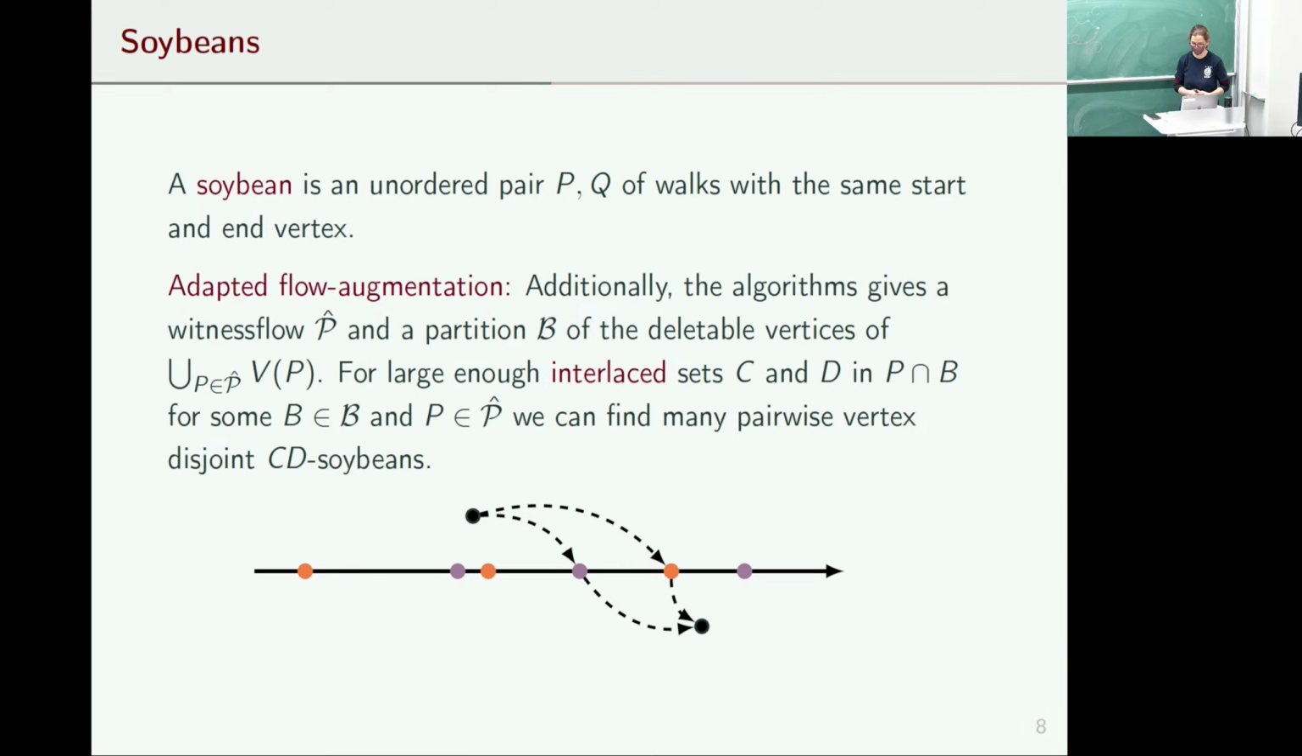So if I have a set in the partition and a path, and I look at the intersection, then the soybeans walk through there. We see this here on the picture as well. I have these two sets that alternatingly have vertices along my path, so they are interlaced. And my soybean has one walk walking through the one set and one walk walking through the other set. And of these I get a lot.